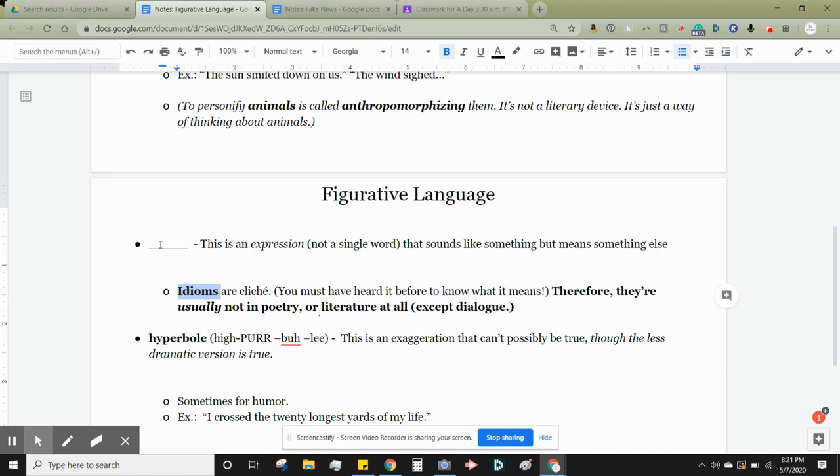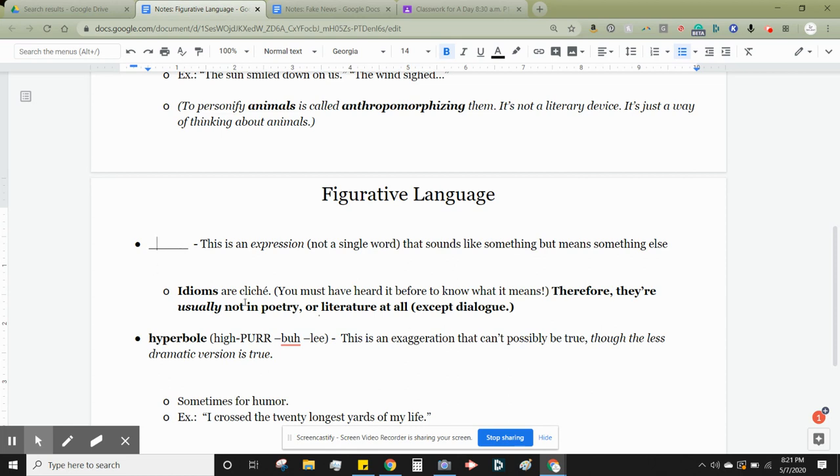And you say, I'm going to hang out with my friends. Hanging out is an idiom. It's an expression. It's more than one word. And it doesn't sound at all like socializing. Like there's no hanging involved. But that's what it means.